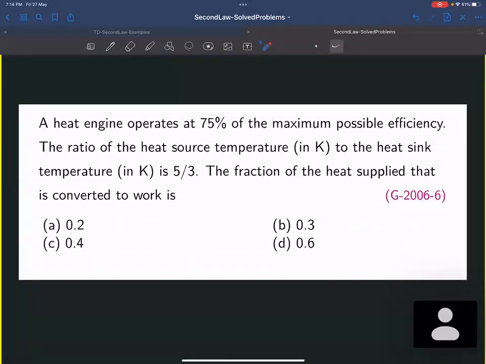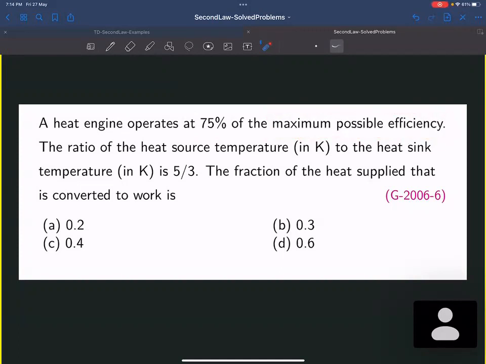This problem is also quite the same. A heat engine operates at 75% of the maximum possible efficiency. So this normal engine is operating at 75% of the maximum possible efficiency. The maximum possible efficiency you can get from the Carnot formula. That should be kept in mind.